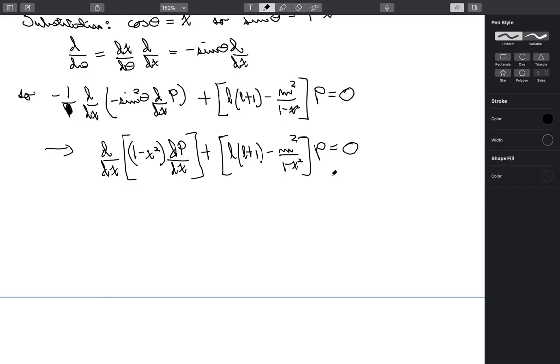Just remember we are writing p as a function of theta, right? So p is really a function of theta, which is a function of x. Okay, that's the meaning of this thing. The symbol p here is really p of theta.